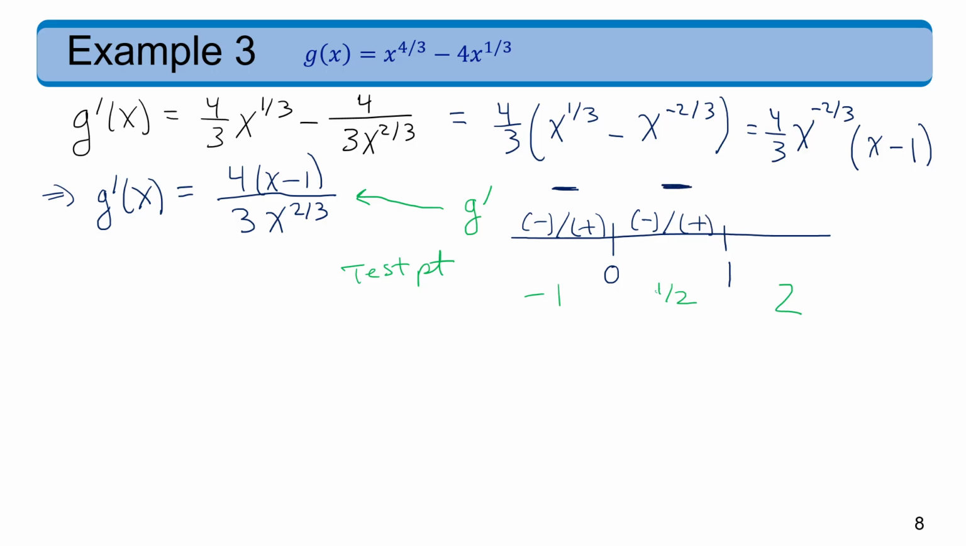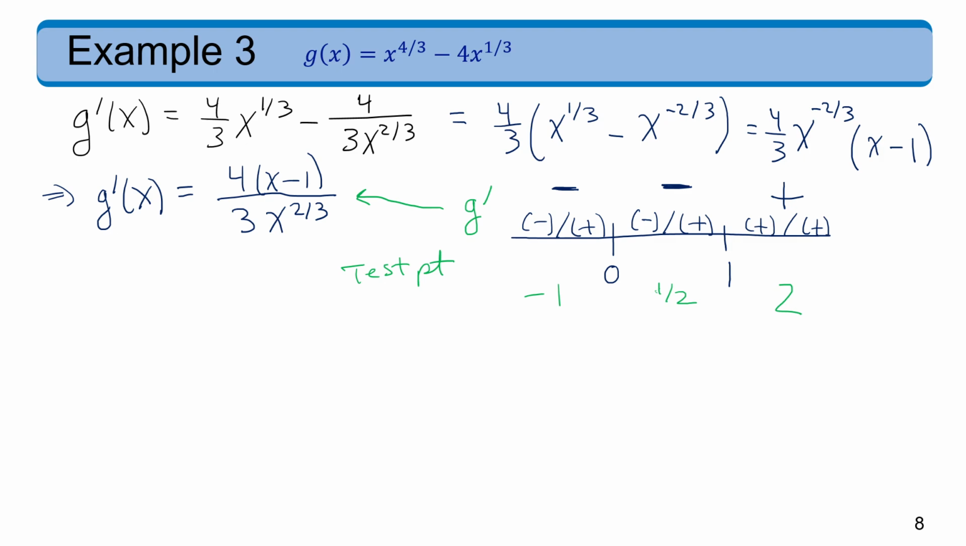And our last test point, 2, when we plug it into the numerator, we get a positive, and then 2 to a power is always positive. So numerator and denominator both turned out to be positive. So the overall result is positive.